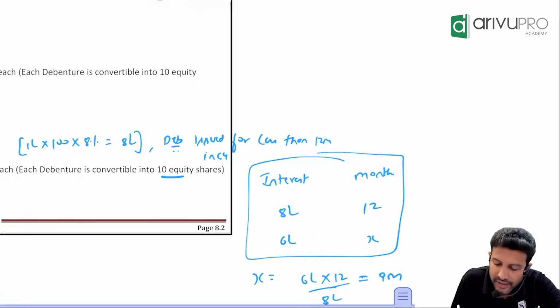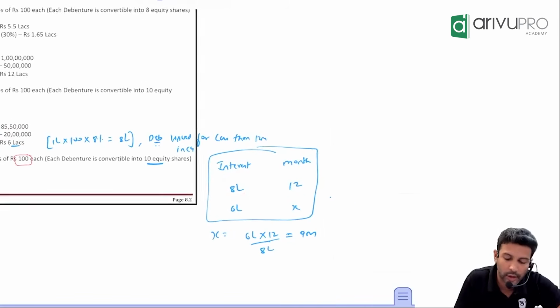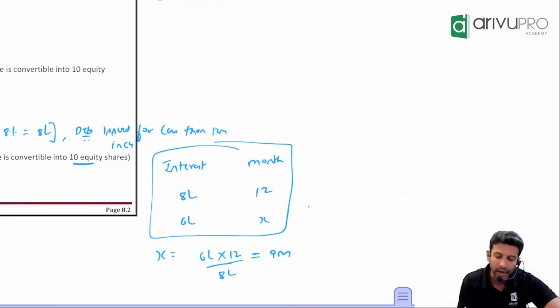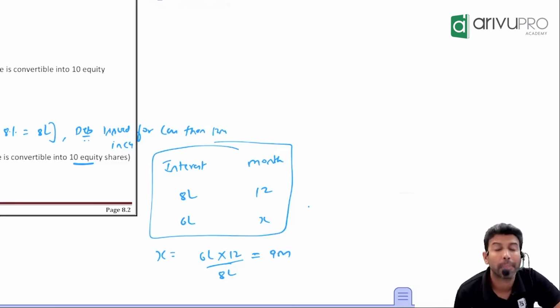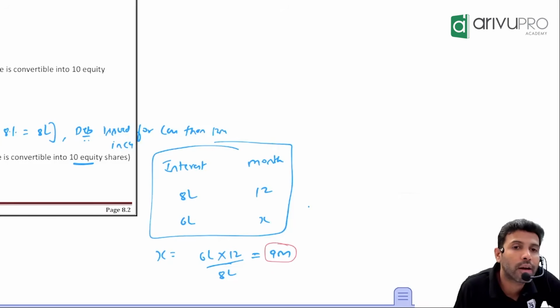If 6 lakh is the interest, how many months? Prorate. 8 lakh is the interest for 12 months. So 6 lakh is the interest for how many months? Multiply, how much are you going to get? 9. That means what? Debentures are issued in the current year only for 9 months.